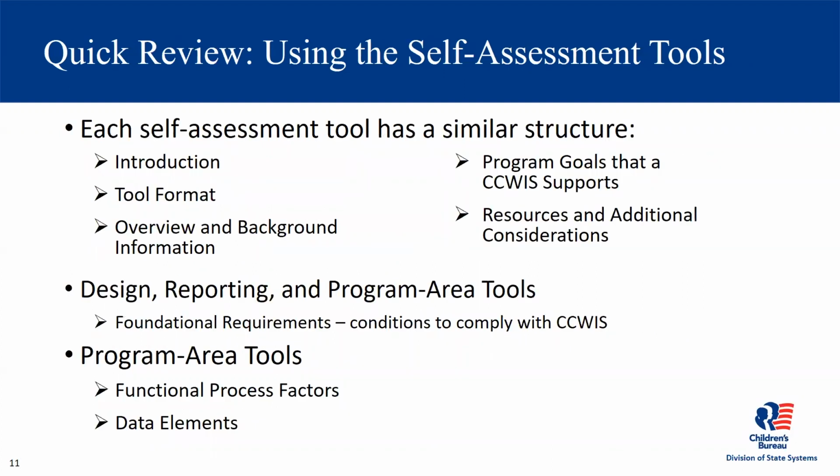Next slide, please. The self-assessment tools have a common structure. As outlined in this slide, there are sections that all tools have, and then special sections that some of the tools have. I will make a few notes or comments about these. Among those sections that all self-assessment tools have, the overview, that's where you summarize information about the automated function or module that you're describing, such as users, interfaces, status updates. Program goals, that's where you're summarizing how CCWIS supports core program goals or business needs for that module or function. Resources and additional considerations.